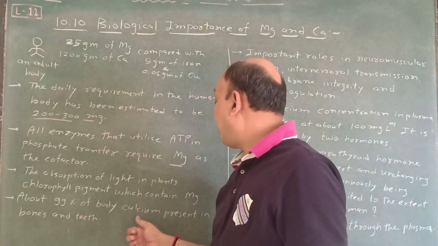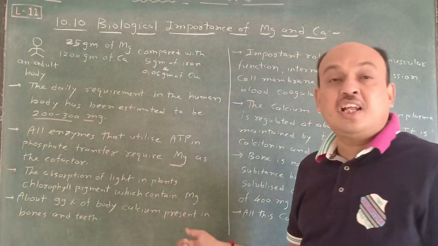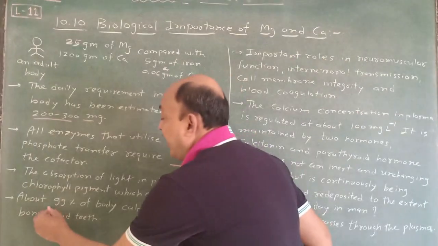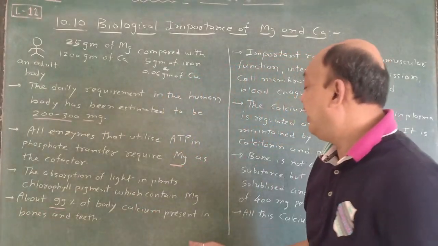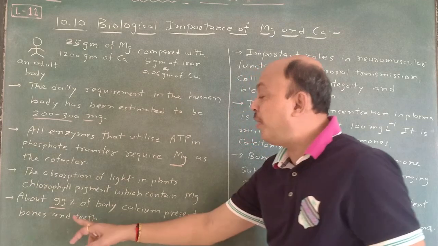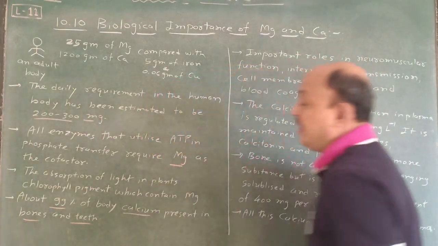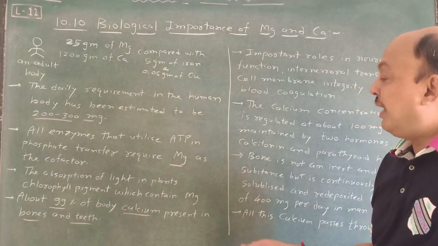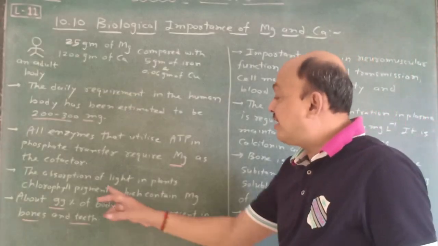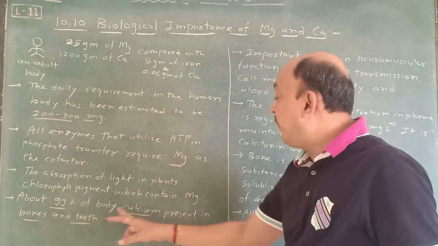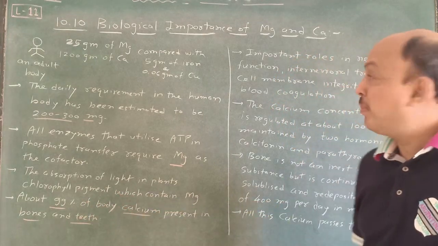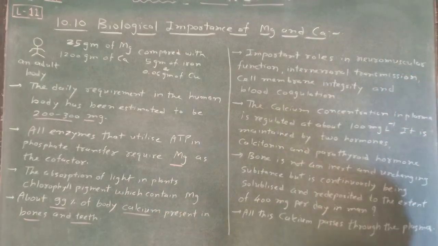About 99% of body calcium is present in bones and teeth. You see, 99% of the body's calcium is present in bones and teeth. So this is a very important element in the body. This is the biological part.